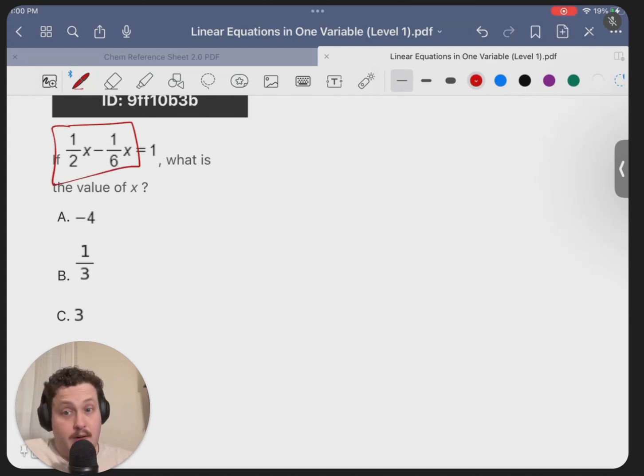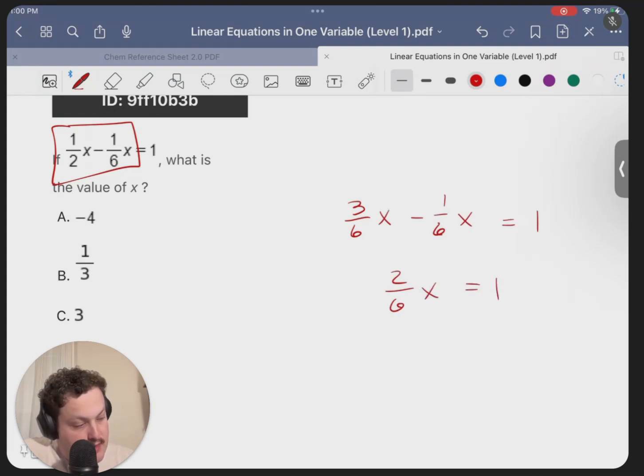I could plug this straight into my solver function on my TI-89, but I'm not going to. At this rate, it's probably easier for me to do it by hand. This would be 3/6 x minus 1/6 x equals 1. That's 2/6 x equals 1. Flip, get to the other side, isolating the variable. It's equal to 6 over 2 times 1. x is equal to 3.